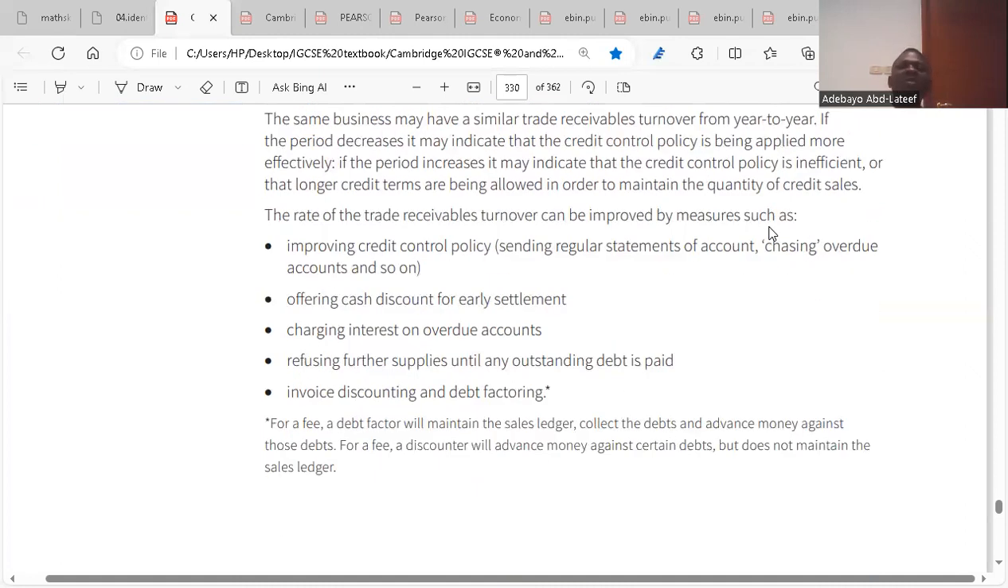Four, refusing further supplies until any outstanding debt is paid. Refuse further supply. Five, invoice discounting and debt factoring.